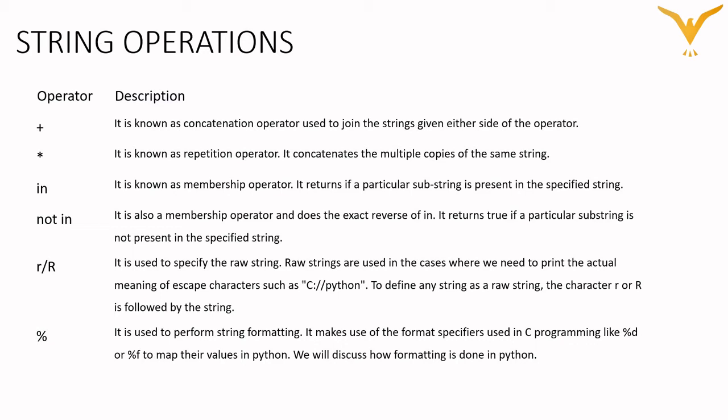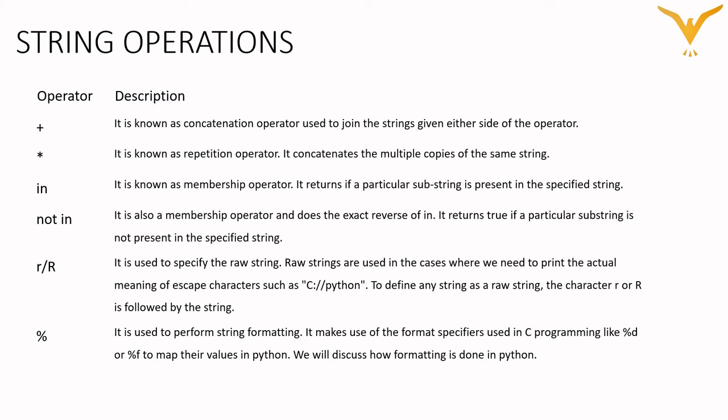Then we have not in, that is membership operator, which is the exact reverse of the in operator. It returns true if a particular substring is not present, otherwise it will return false. Then we have r, that is raw string operator, which is used to print the actual meaning of the escape characters. To define any string as a raw string, the character r or R is used, followed by the string.